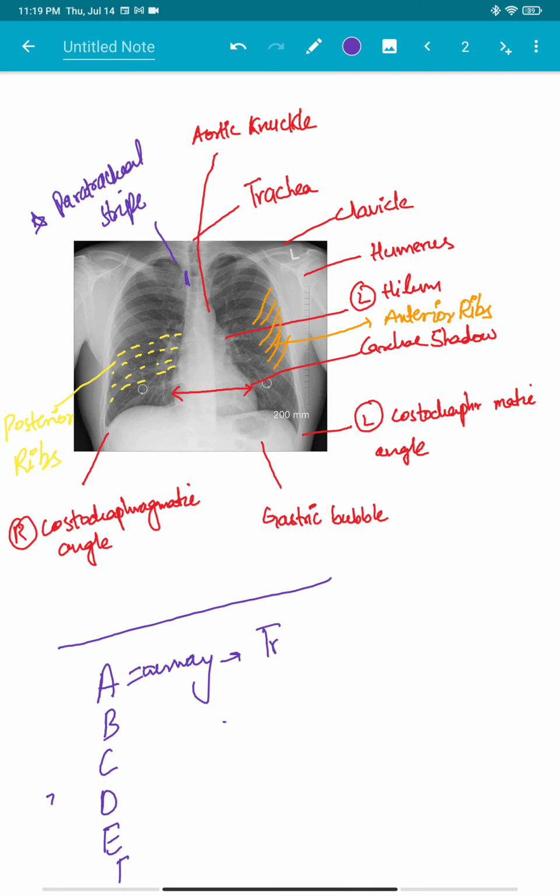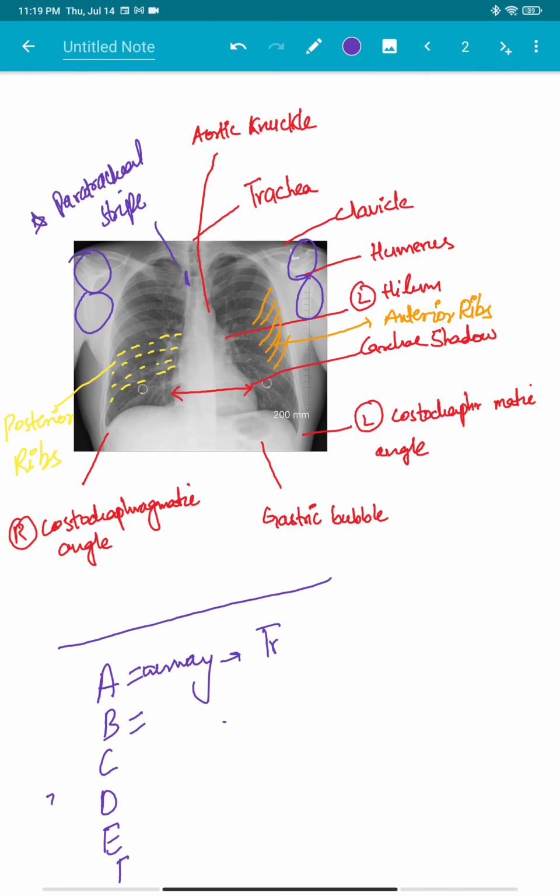After the trachea, the next thing is B. B for bones. We will always evaluate the bones in the X-ray. Now we will look for which are the bones: clavicle, right, left, the acromioclavicular joint as seen here, the glenohumeral joint, scapula, part of the humerus. These are the bones, and then the other bones that are related to the chest are the anterior ribs and the posterior ribs.